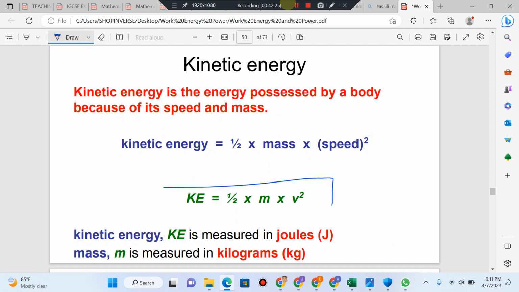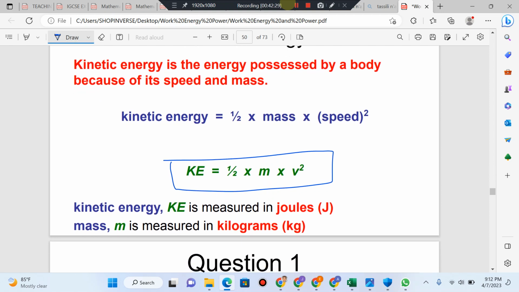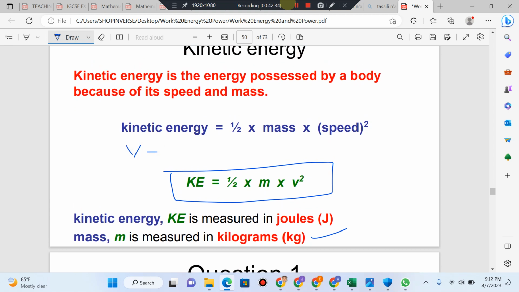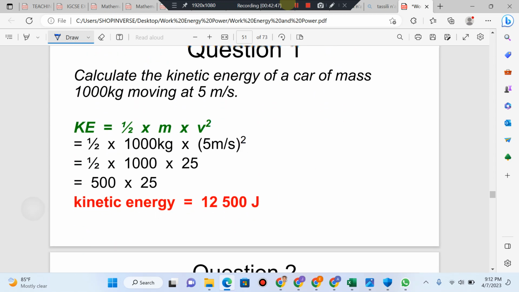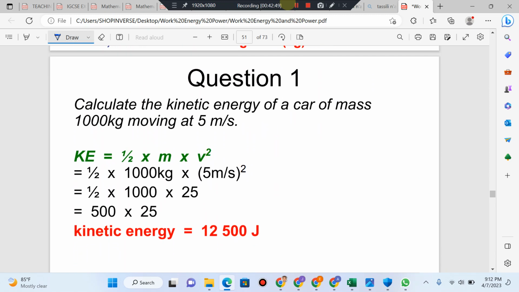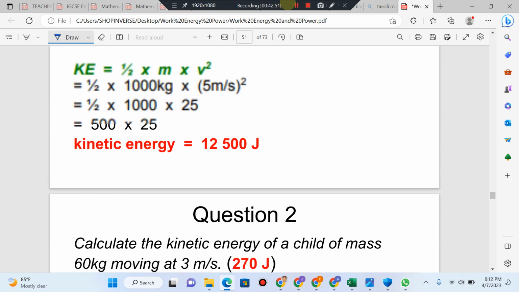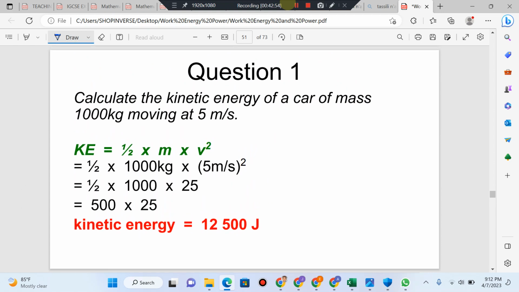Okay, so before we go into kinetic energy, take note that the formula for kinetic energy is half mv squared, where m is your mass in kilogram and v is the velocity, or speed, in meters per second. So with that, let's solve. This is an example for you to understand how we solve it.